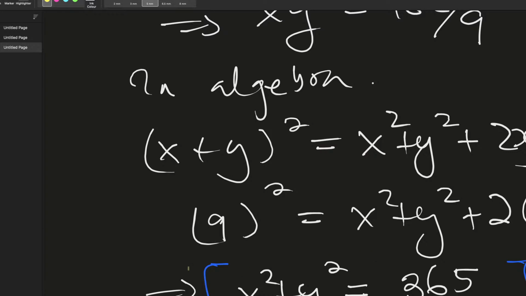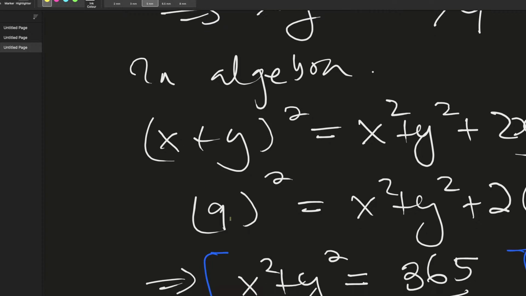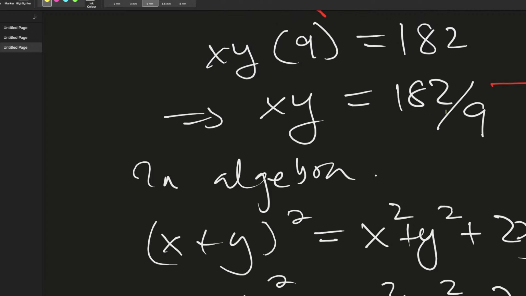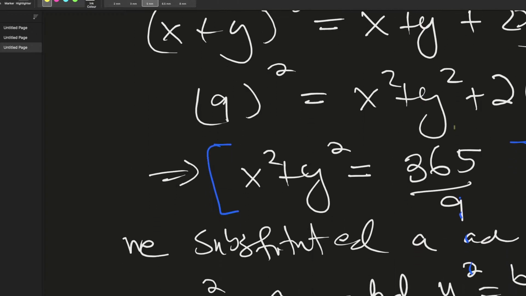Don't forget, earlier we saw that x plus y is 9. So I've replaced it here, meaning 9 squared is equal to the whole expression. Now, xy, earlier, we calculated to be 182 divided by 9. All I've done is substitute that into the respective variables. After further simplification and calculation, I arrive at the conclusion highlighted in blue: x squared plus y squared is equal to 365 divided by 9.